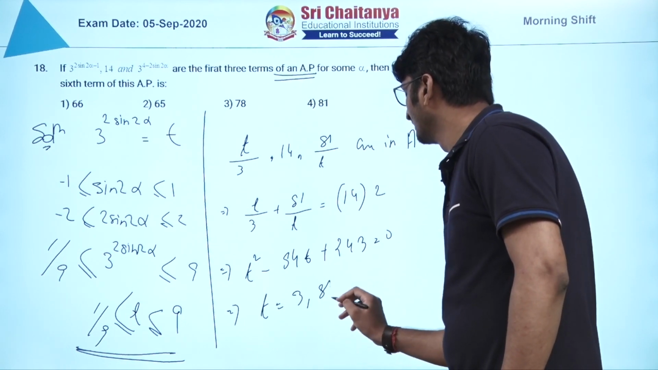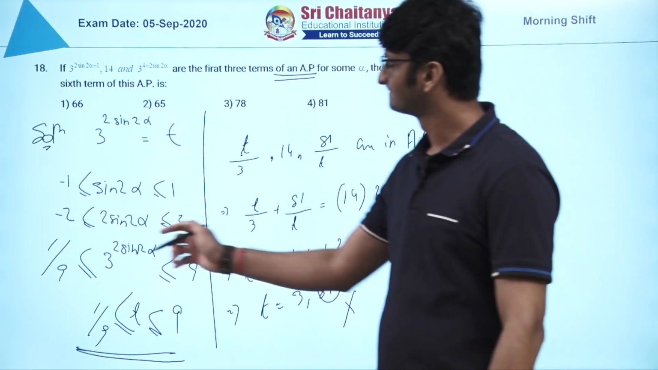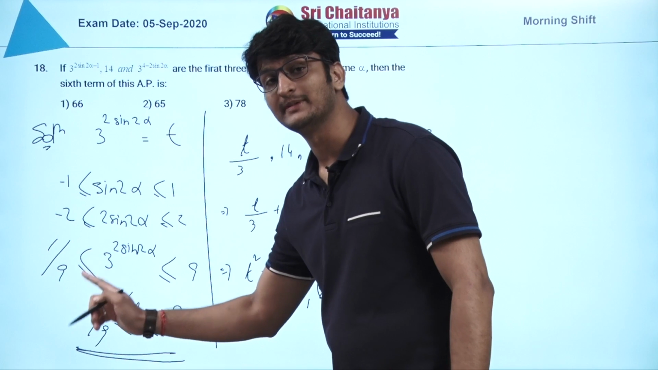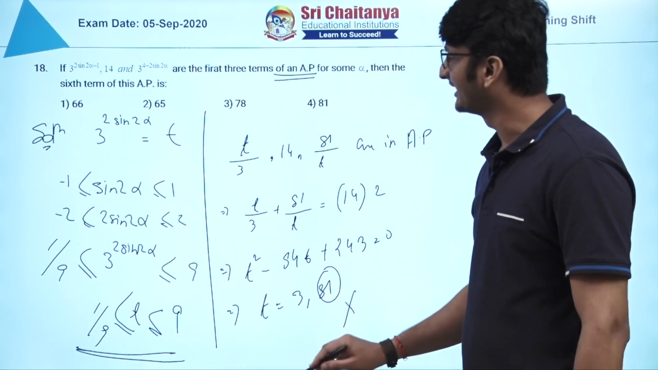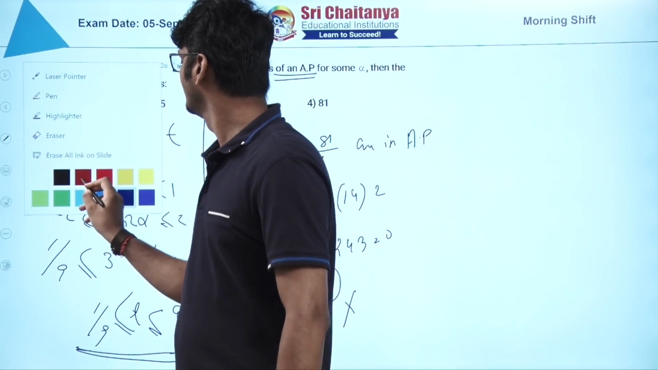You are getting 2 solutions, you can check it out, by middle term factorization, so 3 and 81. Obviously 81 will not be considered. Why is it not? The value of t should be lying from 1 by 9 to 9. So, only this value is acceptable, okay beta, only this value is acceptable.